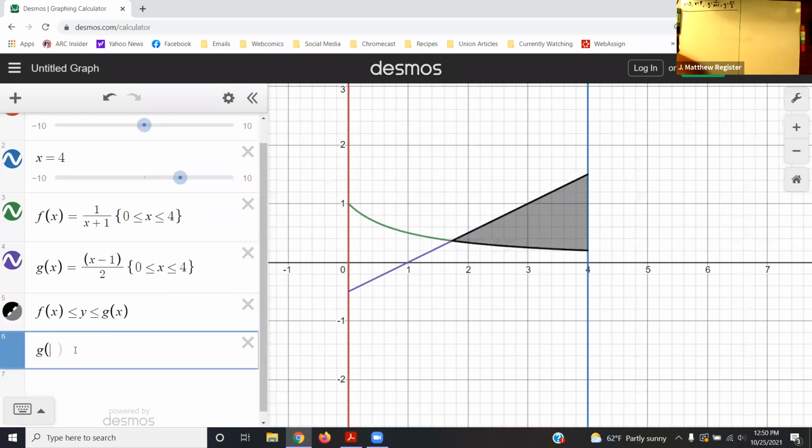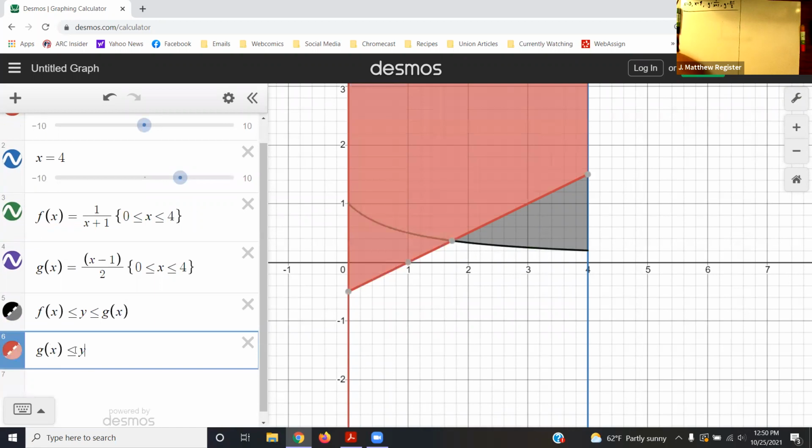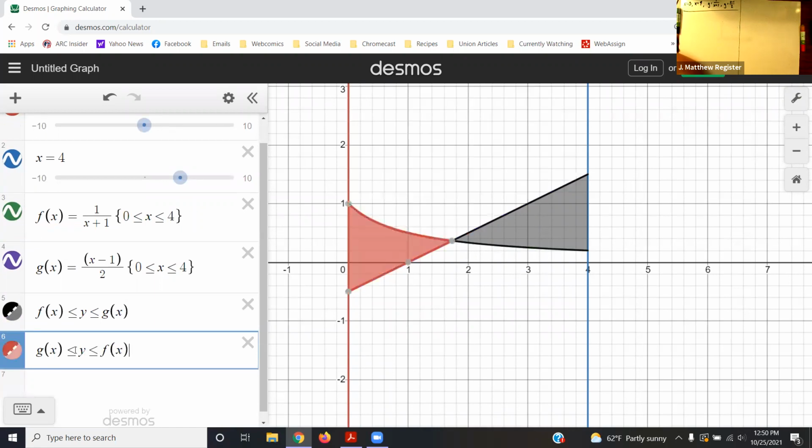And then we could say, when is g of x less than or equal to y, which is less than or equal to f of x? And so this gives us the two regions which we are trying to determine. We want to figure out the area of these two regions and then add them together. Now, the question is, where do they cross? And 1.732, my guess is most folks don't recognize what that irrational number is. And so we would need to actually calculate what this value is.